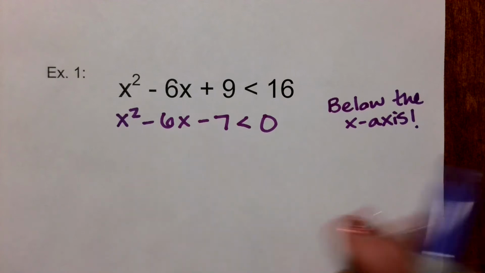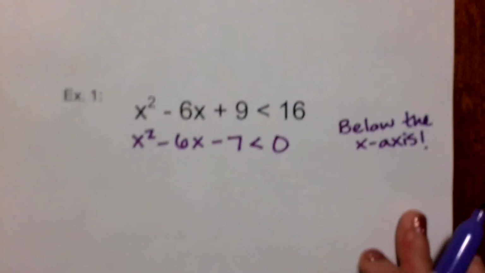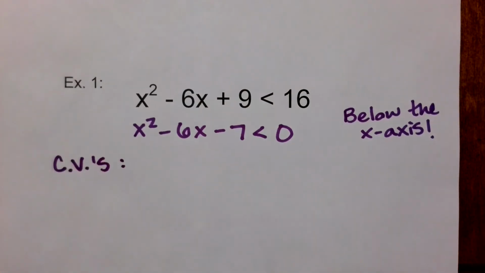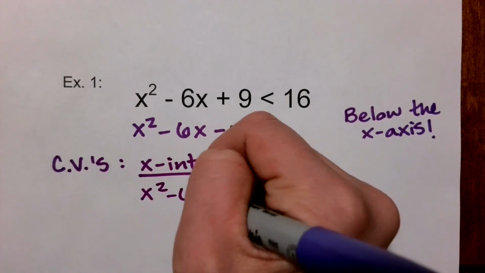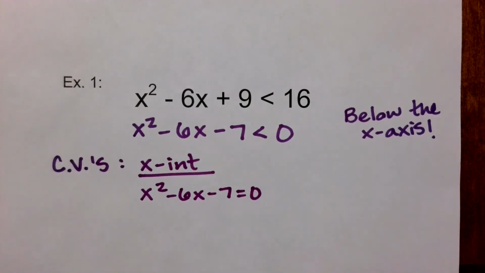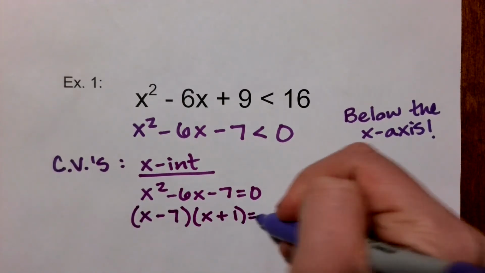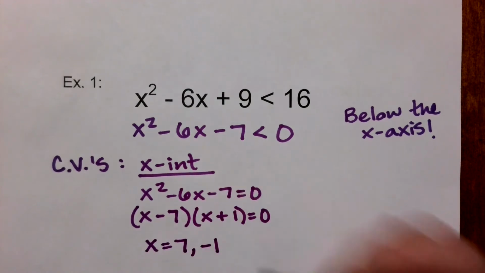Okay, so now that I'm at this point, because the only critical values that I have for polynomials are x-intercepts, I'm going to go ahead and find the x-intercepts. So we've got critical values here, which are x-intercepts. At this point, we are going to ditch the inequality because I'm actually finding the x-intercepts. If I keep it as an inequality, it is confusing. We're setting it equal to 0 and factoring: multiplied to be -7, added to be -6, looks good. So we should get x-intercepts at 7 and -1. Those are the critical values. These are the only places where it could cross the x-axis.